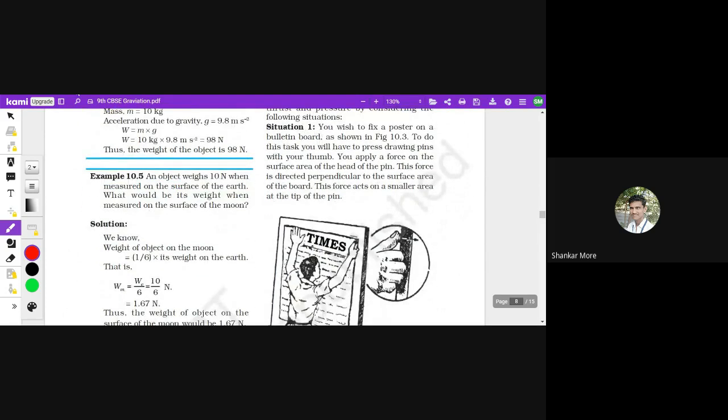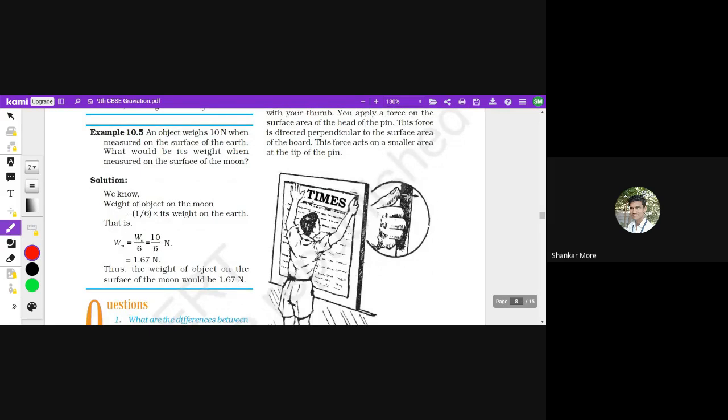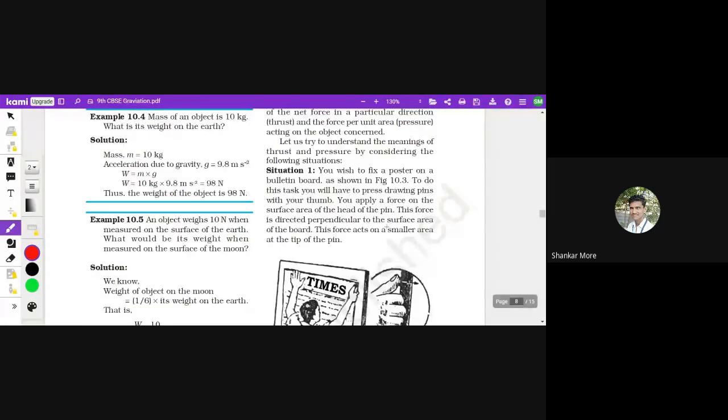So you have to fix a poster on the bulletin board. What you will do is hold the poster like this, the way this boy is holding it, and you will press the pins like this. See, you are pressing the pin with your thumb. So what will happen? The pin will pass through the board and hold the poster like that.